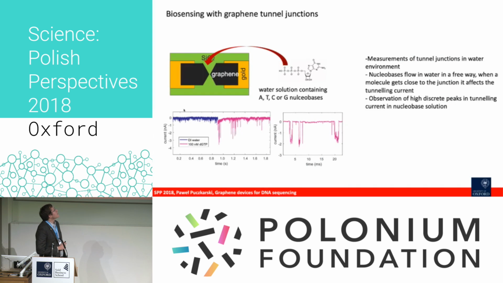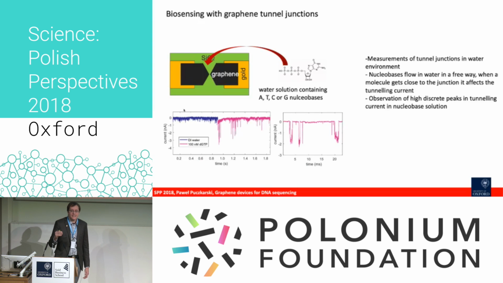What happens here is that the graphene tunnel junction is surrounded by a volume of water. Everything is covered in water. And I'm looking at the properties of current versus time traces as I apply constant voltage to these devices. In a pure water environment, there's not too much happening. You just see low amplitude fluctuations in the baseline current.